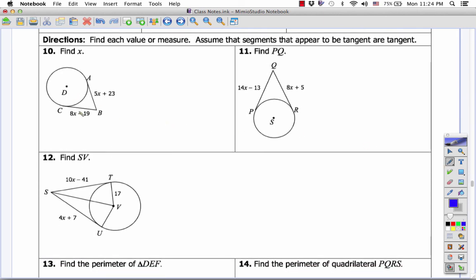Let's look at number 10. I need to find x, but I'm not given much other than I've got an ice cream cone. So the tangent line on the left-hand side, BC, and on the right-hand side, AB, which is 5x plus 23, should equal the same on the left-hand side, which is 8x minus 19. Your final answer is x equals 14. I will leave you to do number 11 on your own, and x should be 3. Your final answer is looking for PQ, and that should be 29.